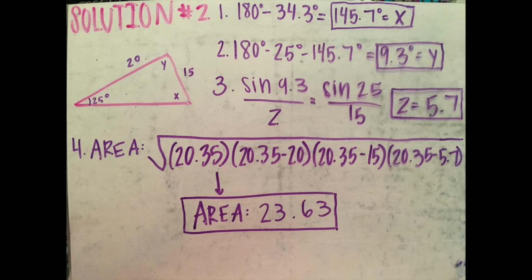And so just like in the last one, my last step in solving this was to find the area of the triangle, which was once again by taking the square root, and then in the square root you're taking half of the perimeter, and then you're multiplying that by half the perimeter minus each side length. And so after solving that, I got the area to equal 23.63.